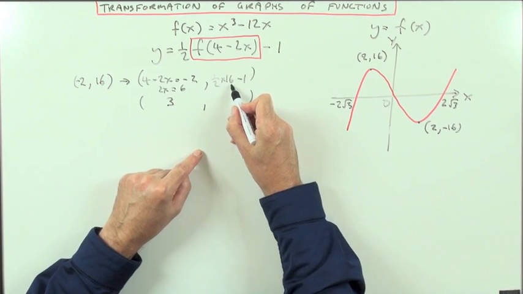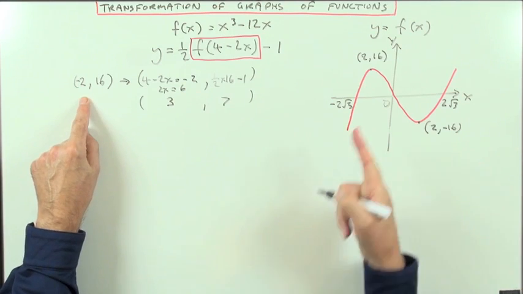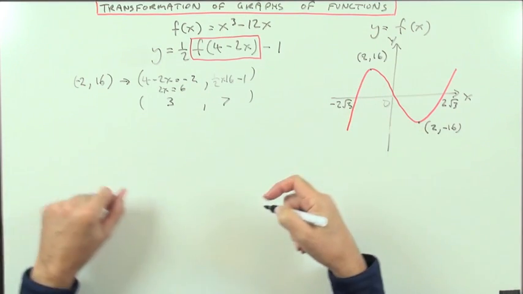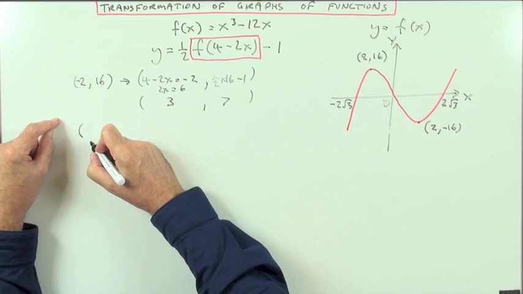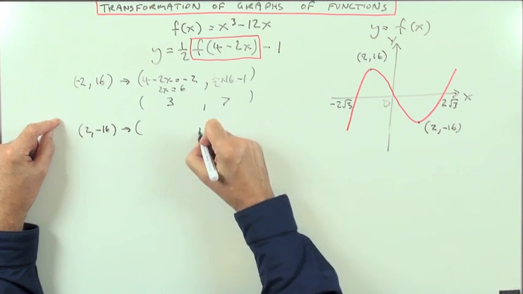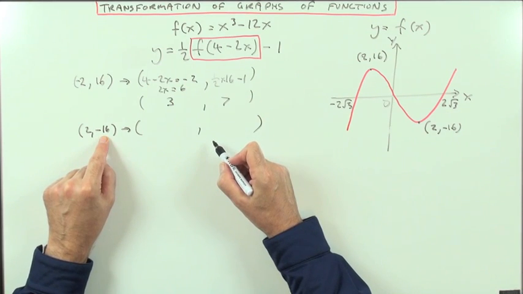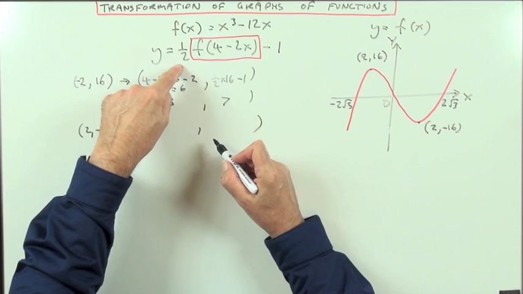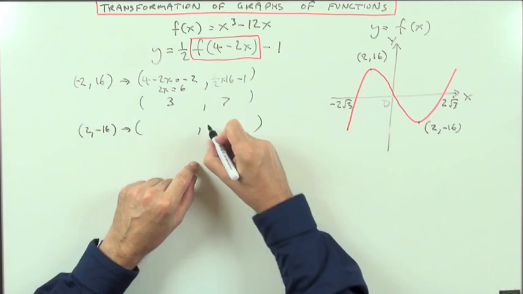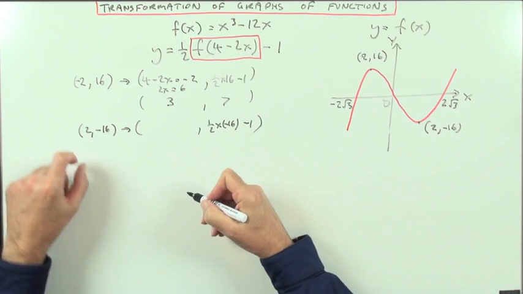The new answer is going to be half of 16, which is 8, take away 1 is 7. So that point is going to transform to the point (3, 7). What about the point (2, -16)? Where will it go? Well, that's the old answer. The new answer is half of the old answer, so it's half of -16, take away 1.